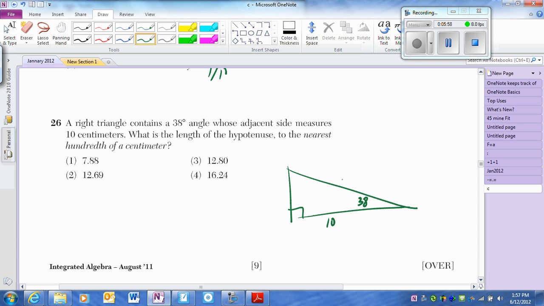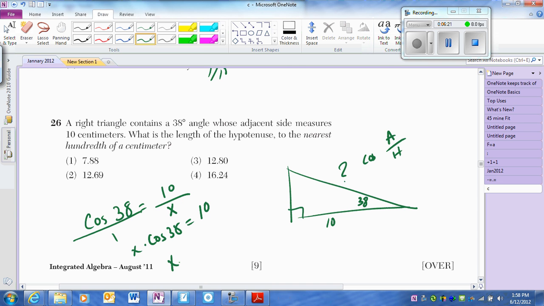Adjacent side is 10. Find the hypotenuse. Adjacent and hypotenuse, you'll remember, is cosine. So cosine 38. This is actually kind of a hard question. So this is adjacent over hypotenuse. So cross multiply it. X times cosine 38 equals 10. X is equal to 10 divided by cosine 38, dividing both sides. 12.6901. Kabam! 69 always comes up in this test.